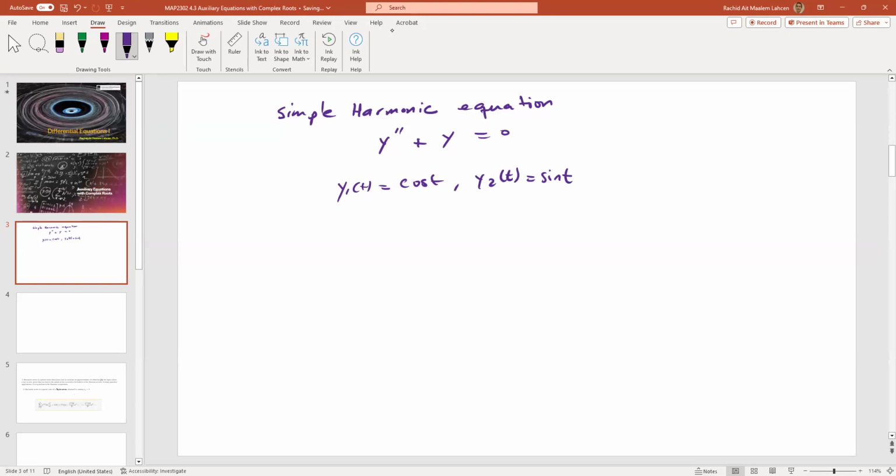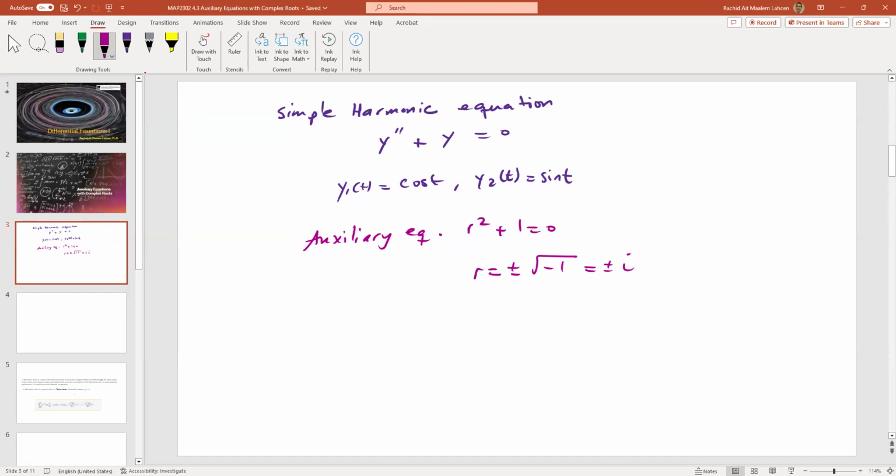However, if we look at the auxiliary equation or the characteristic equation, it's r squared plus 1 equals 0, which gives you r equal plus or minus square root of negative 1, which is plus or minus i. And of course, in some engineering courses, they may use j for i. Doesn't matter.